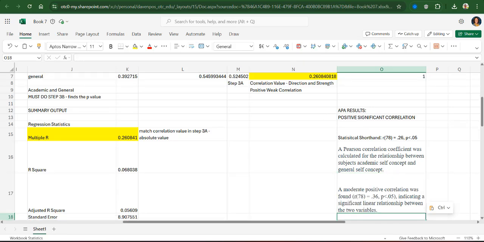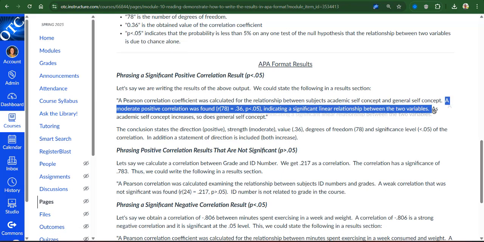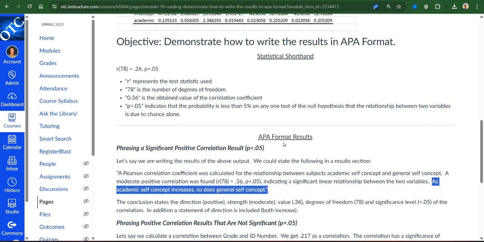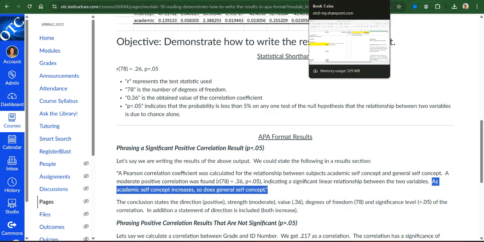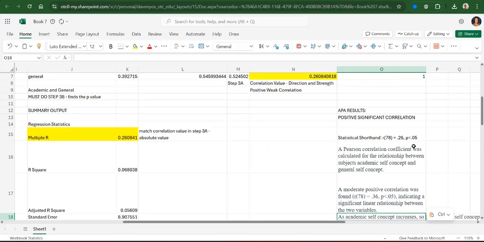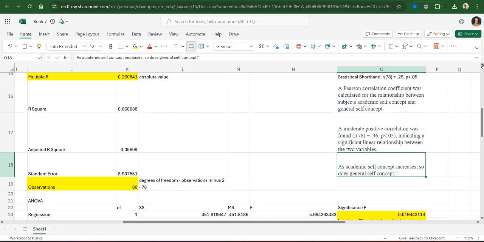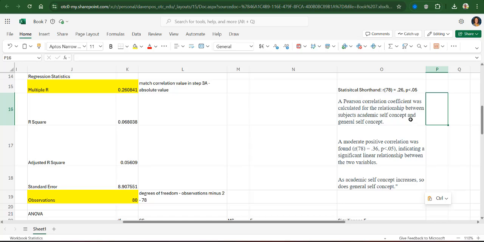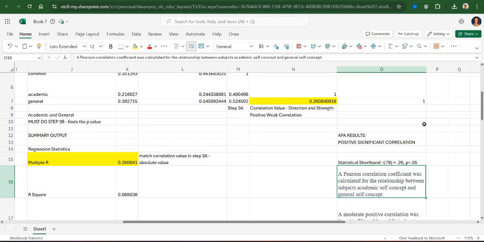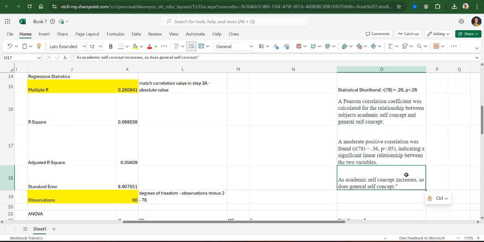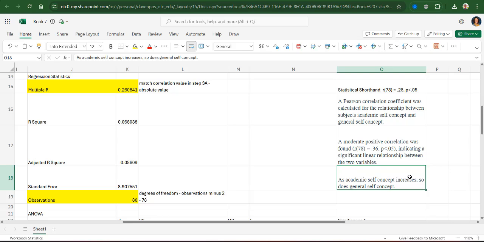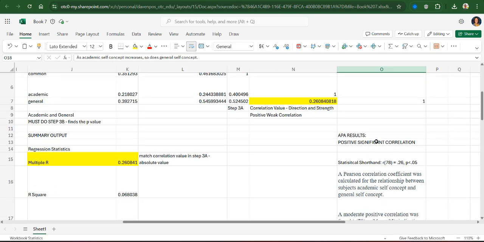The last sentence tells me that you understand it's a positive correlation in this sense: as academic self-concept increases, so does general self-concept. So we've got three sentences for our APA write-up. We've got what you did, we've got what you found, and then give me some kind of statement that says specifically how the variables relate to each other. Okay, so that's how you write the APA results for a correlation. If you have any questions, let me know.